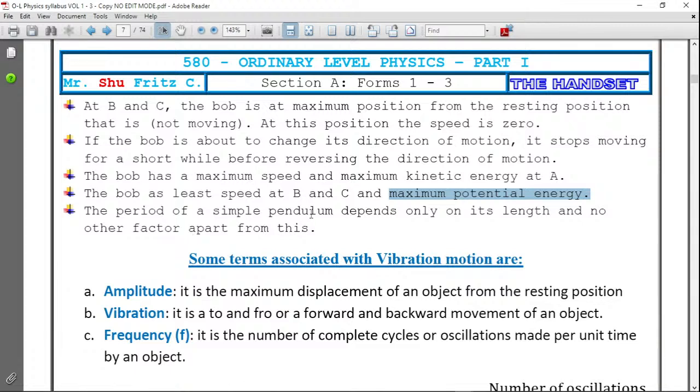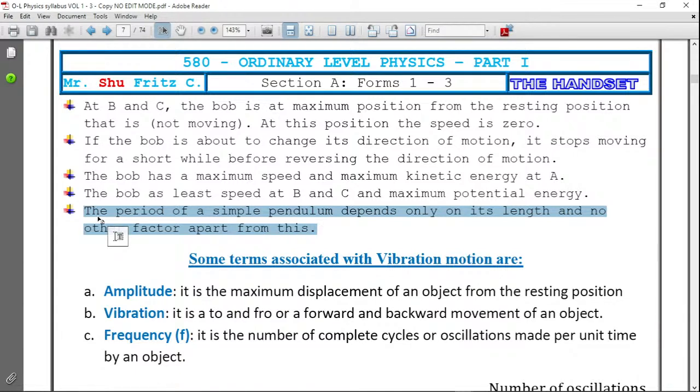And the period of a simple pendulum depends only on its length. This question is also fertile in the GCE. The period, that's the time taken for one complete oscillation of a simple pendulum, depends only on its length. It means that if you use a longer rope, because it is directly proportional, the longer the rope, the longer the time the bulb will take to move. So the period of a simple pendulum is directly proportional to its length. The longer the string you use, the longer the period. That means the longer the time it will take to make one complete oscillation.